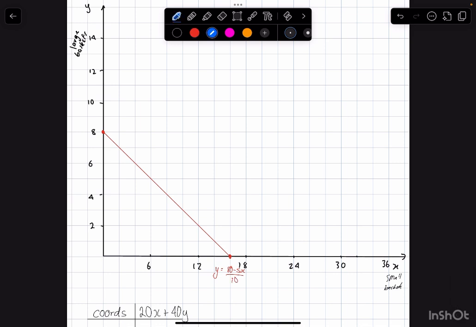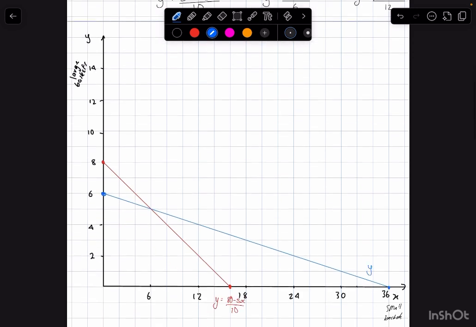My second equation I'll do in blue has an x-intercept of 36 all the way over here and a y-intercept of 6, which is just here. Draw it right across, and then we're going to label that guy as well, which is y equals (36 take x) all over 6. And then we've got one more equation I'll do in pink, which is the final one, which has an x and a y-intercept of 14.